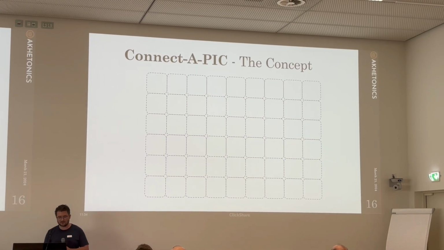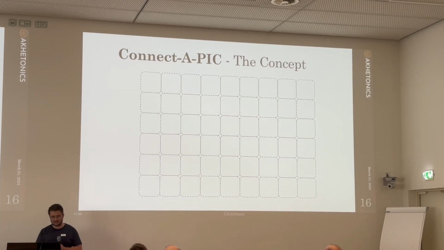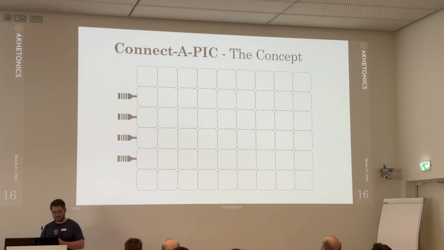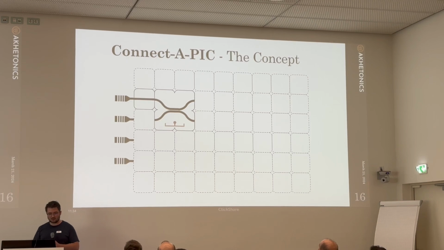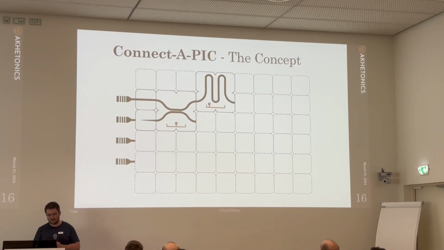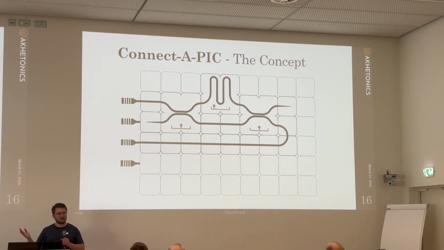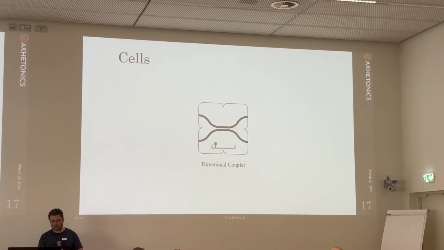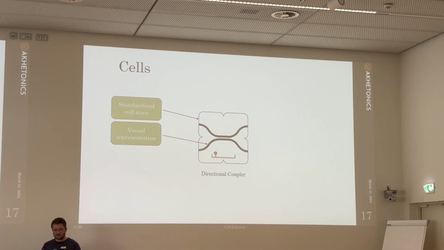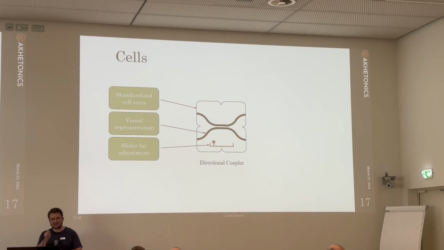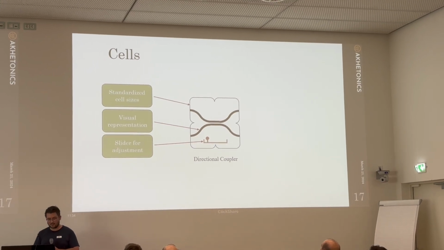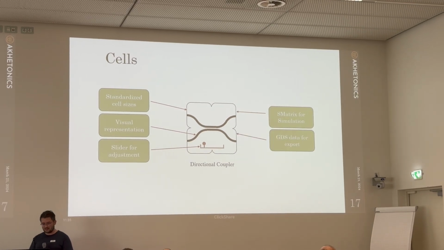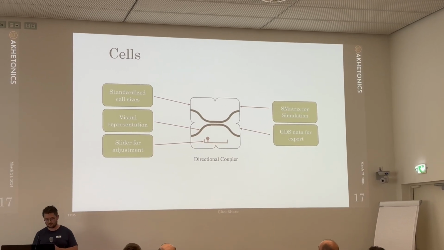And the concept is very simple. So you have this grid of cells. You have a fixed place where you have your couplers, could be grating couplers, edge couplers, whatever. And then you start placing either waveguides, you place some couplers, etc. And then you have your mass center and it's done. Very simple. And the way these cells work, you have your standardized cell size, you have a visual representation of what it does, you have maybe some slider to adjust the coupling of the cell. You have an S matrix for simulation purposes, and you have the ability to export it to a GDS file.